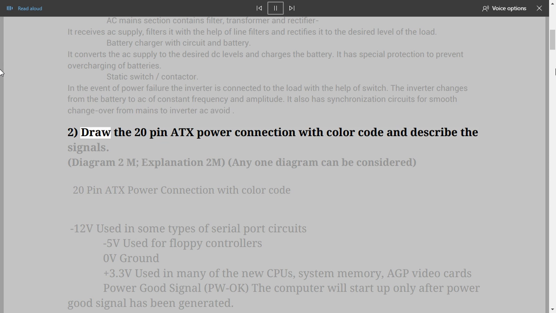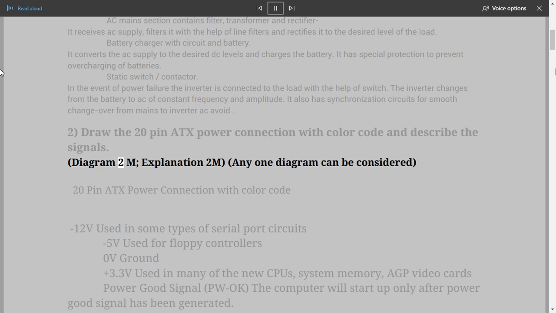2. Draw the 20-pin ATX power connection with color code and describe the signals. Diagram 2M, explanation 2M. Any one diagram can be considered. 20-pin ATX power connection with color code.